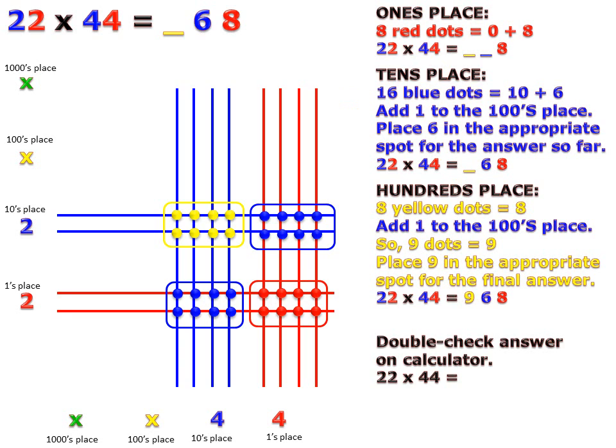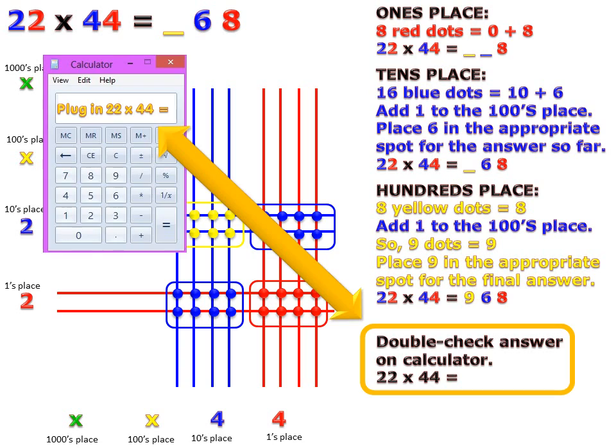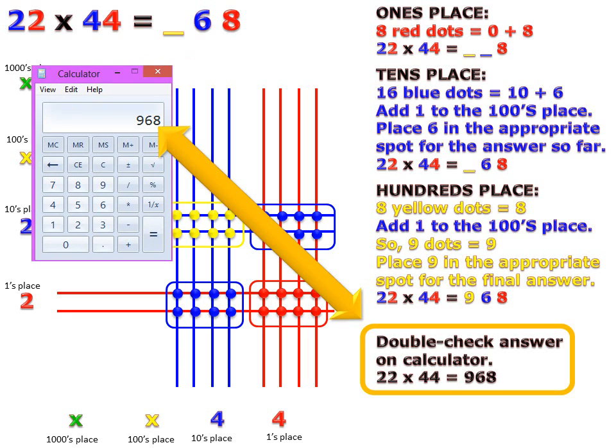Now let's double check our answer on the calculator. Plug in 22 times 44 equals 968.